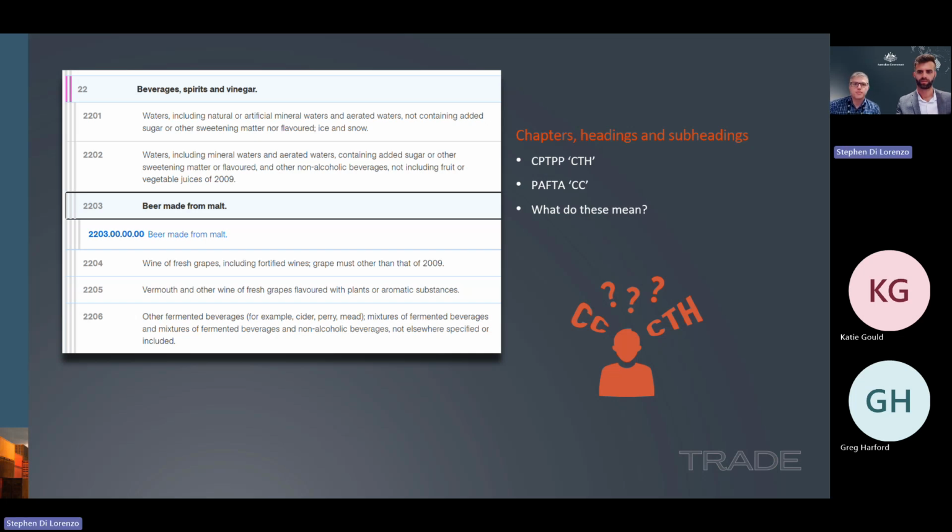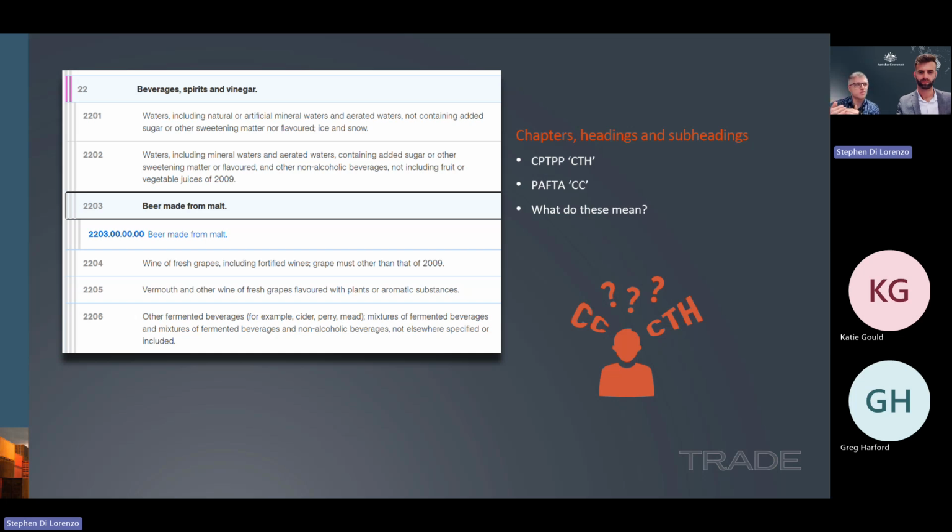So one of the main ways that origin is confirmed is by changing things. Change in tariff classification, it's called, is one of the most common ways, where you change in chapter. So you can see beer is under chapter 22. The code is 2203. So it's under chapter 22, under heading 2203.